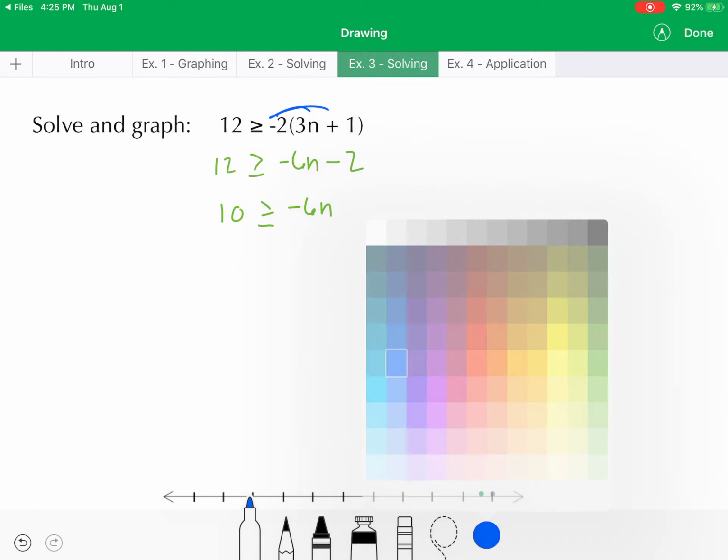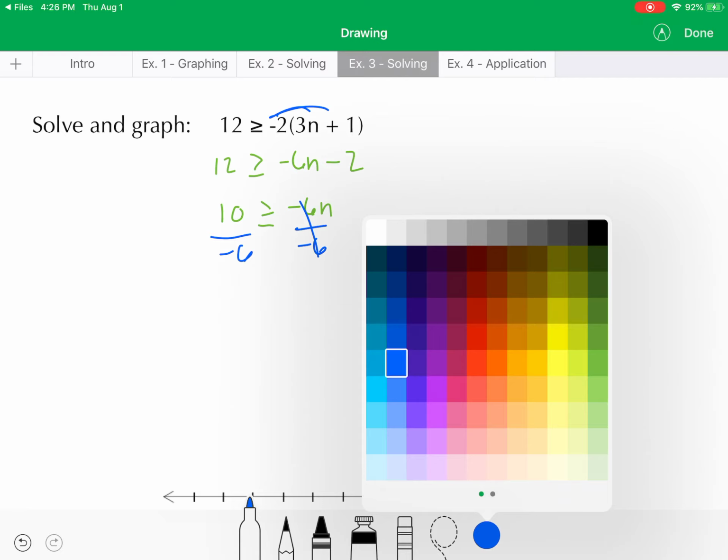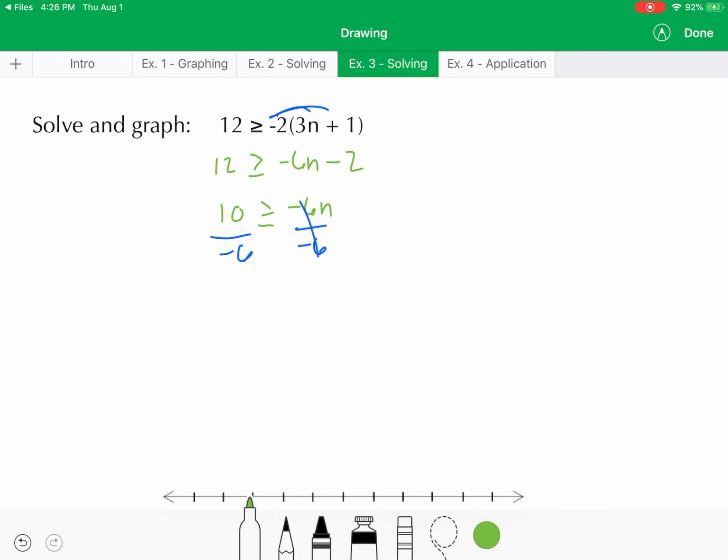Now I'll divide by a negative. And 10 doesn't divide evenly by -6, so let's just reduce here. So that's going to give me -5/3. Don't forget to flip your inequality symbol.